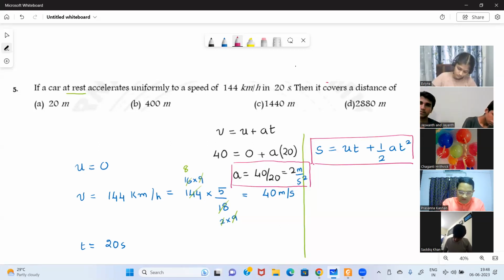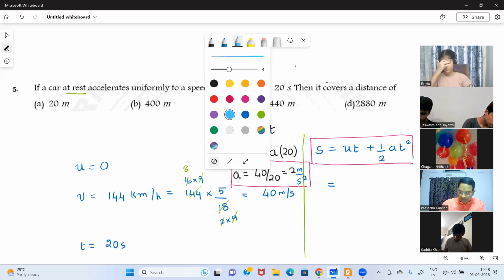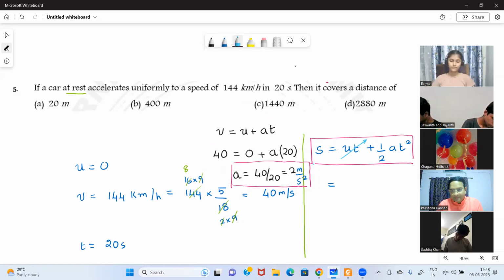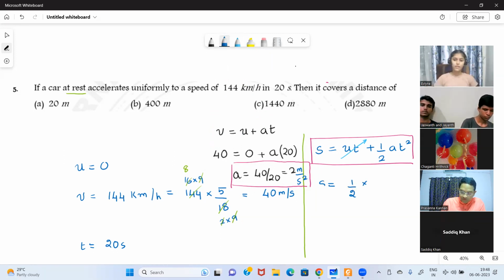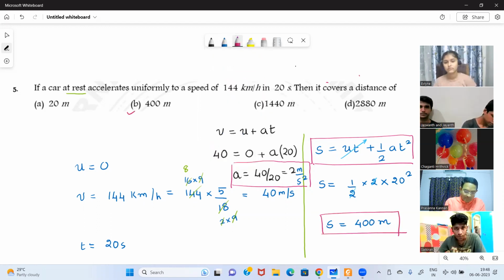Now everything that we need to get the answer is available with us. So what is the initial velocity? 0. Therefore this term will be vanishing. Correct? So it is only half at square. So what is a? We got 2. t is 20. 2 and 2 cancel. So s will be equal to 20 square. And what is 20 square, students? 400. Therefore, the answer is 400 meters. That's all.